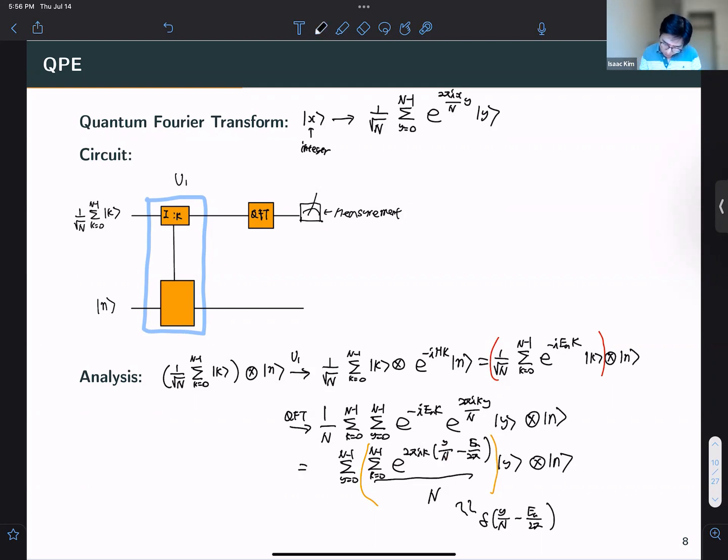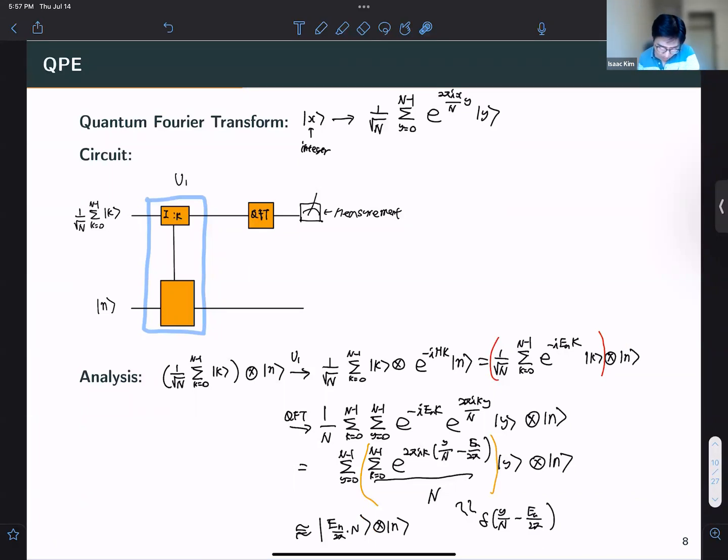So at the end of the day, what you're going to get is, roughly speaking, that y over n should be equal to En divided by 2 pi. So essentially what you're going to get is n divided by 2 pi times n tensor n. Okay? And 2 pi is just some numerical constant, and n is a number that you can just choose. So if you want better precision, you just choose n to be a larger number.